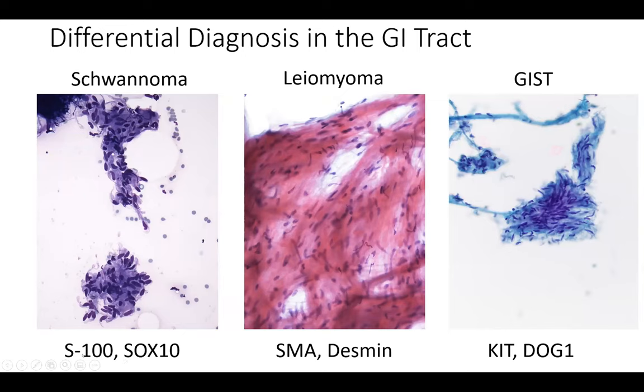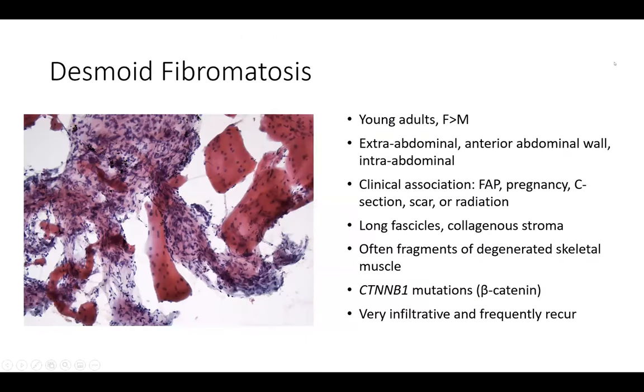So S100 and SOX10 are markers of Schwannian differentiation. SMA and desmin will identify most cases of leiomyomas, being that these are smooth muscle markers. And KIT and DOG1 will stain most cases of gastrointestinal stromal tumor.